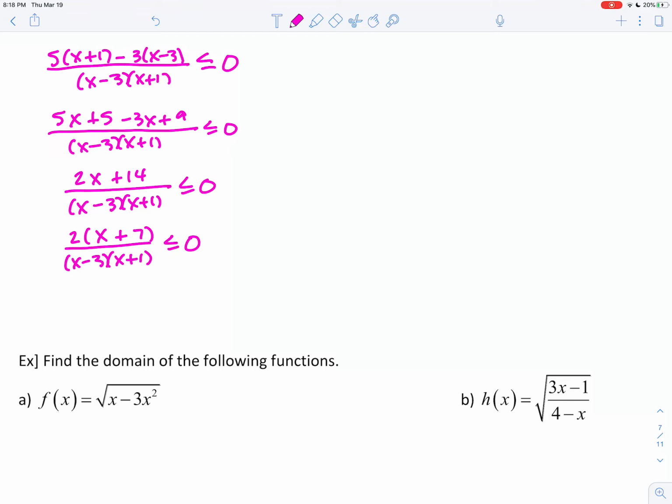It's not essential, but it will simplify the numerator a little bit as far as finding the 0. Okay, so now we have what we wanted, which is a single fraction being compared to 0. We want to know when this fraction is less than or equal to 0. So in other words, when it's 0 or when it's negative.